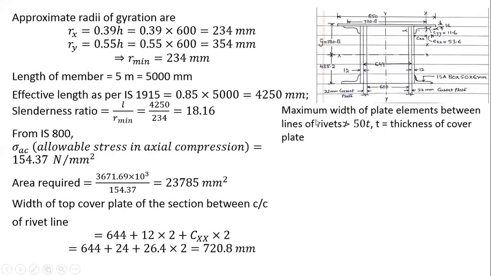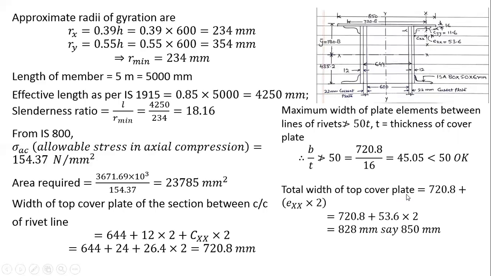So the distance from center line of this rivet to the center line of this rivet is 720.8. Now, as per the code, maximum width of the plate element between line of rivets should not be more than 50 T. The code says that the distance between this rivet and this rivet should not be more than 50 T. Okay, where T is the thickness of the cover plate. Now here I choose the cover plate as 16 millimeter. So B by T should not be more than 50. B is 720.8 calculated here. T is the thickness of the plate. So this comes out to be 45, which is less than 50. This means that it is okay.